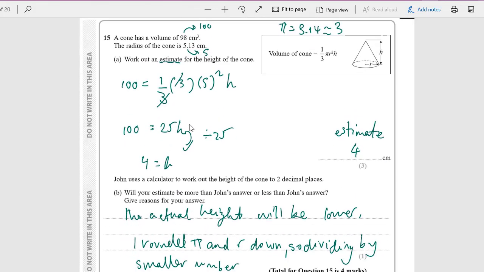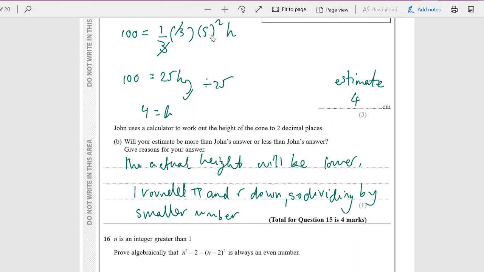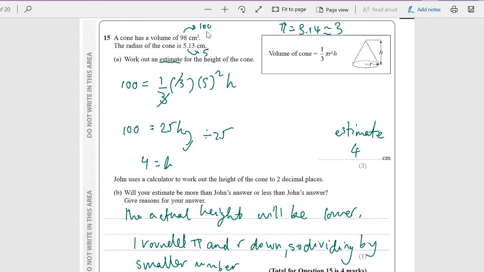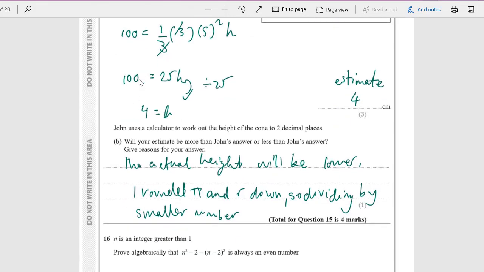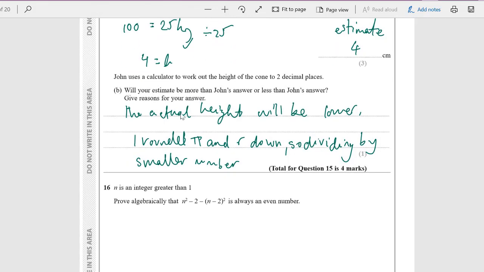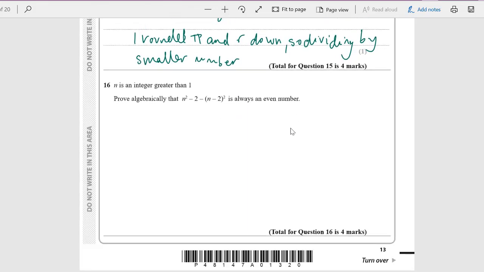Okay, so as you can see here, I estimated my pi down and my radius down. So when I came to divide by my 5 squared, the number was smaller, and also the number here, the volume 100, was rounded up. So if you have a larger number as a numerator and you're dividing by a smaller denominator, the number is going to be much larger, so the actual height will be lower.